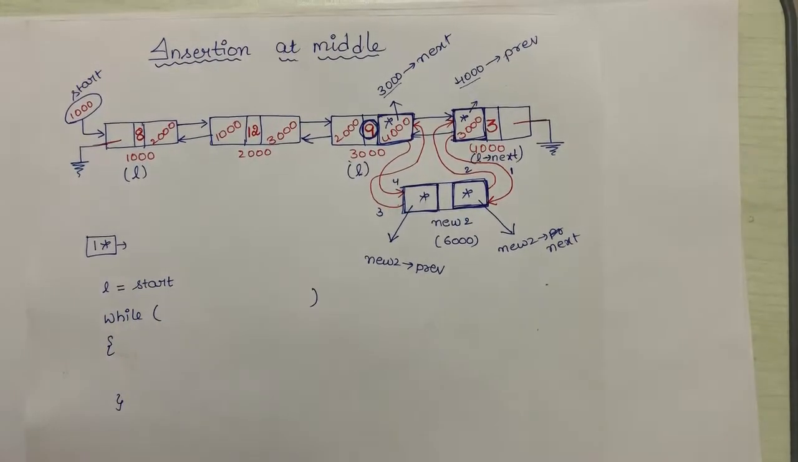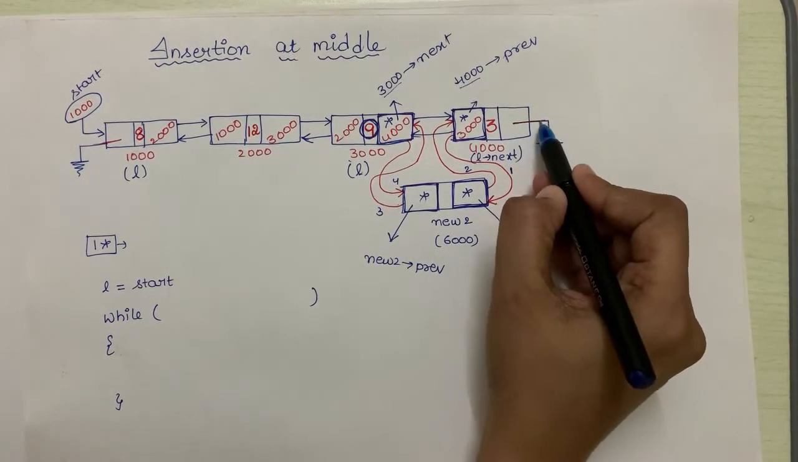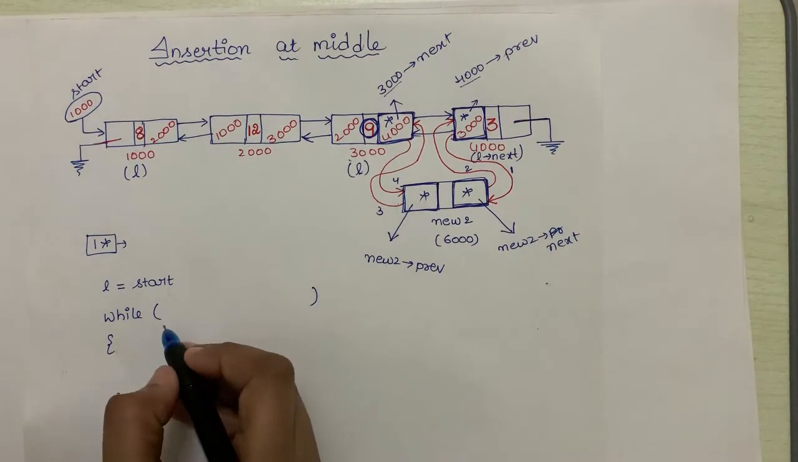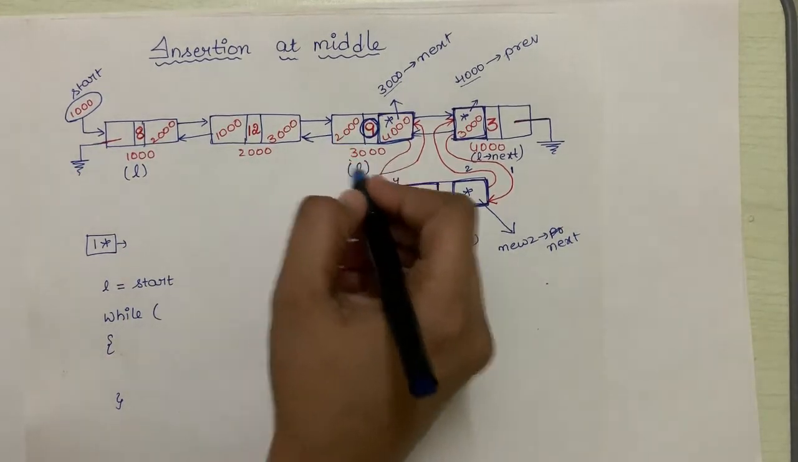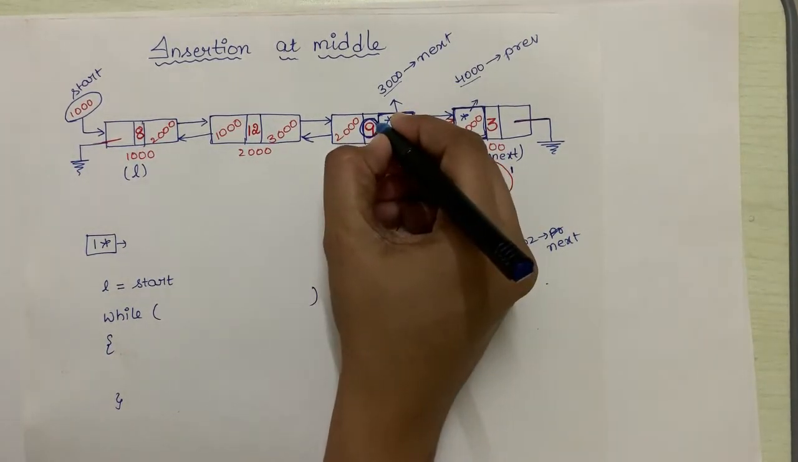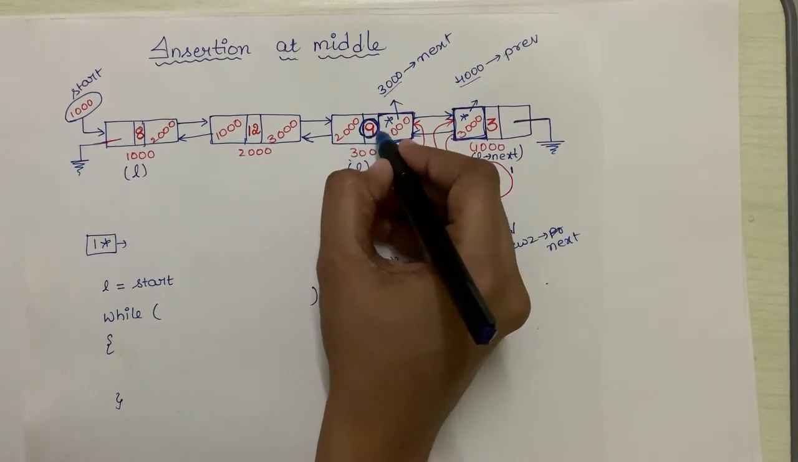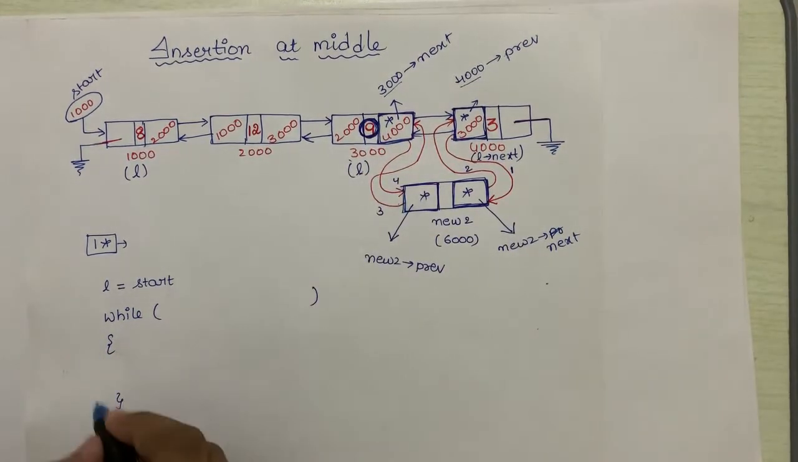What should be the condition here? Suppose this is insertion at end, then the property of the last node's field is null. So here we will write L next not equal to null. What is the property of this middle node? In the starting I said that I want to insert a new node after 9. So basing on this part I will write the condition.